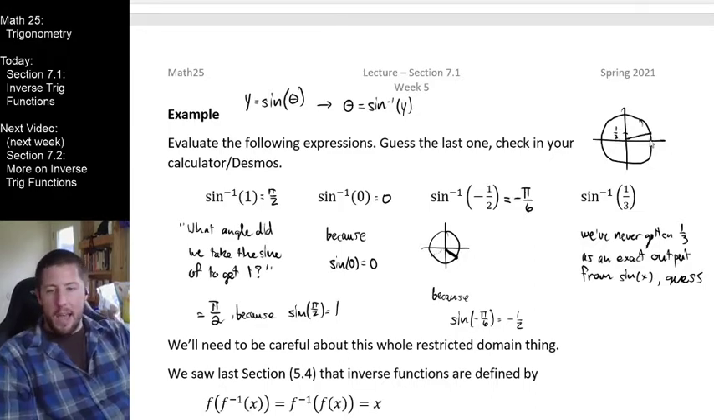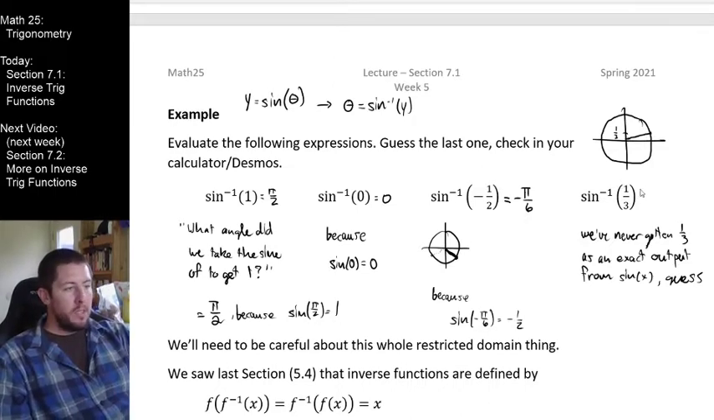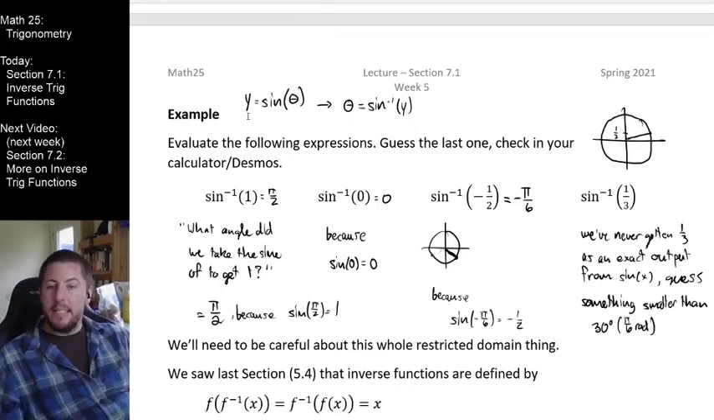I want to guess the angle. And all I can really guess right here is it should be an angle smaller than 30 degrees or smaller than pi sixths, because a height of 1/3 is less than a height of 1/2, right? 1/3 is less than a half. So something smaller than 30 degrees or pi sixth radians. So I'm guessing maybe something like 20 degrees or something like that. Let's go ask Desmos what this is.